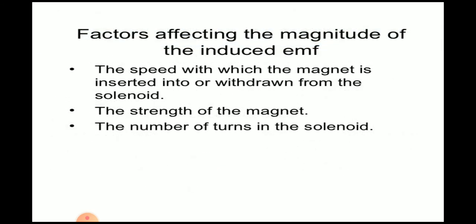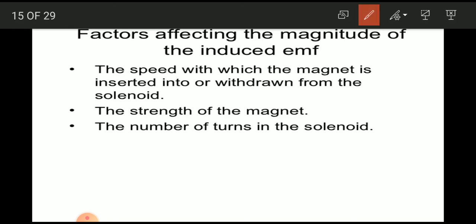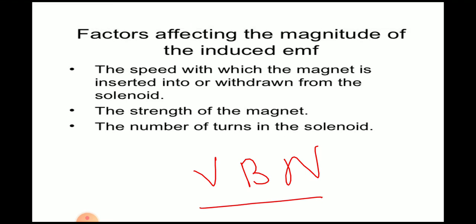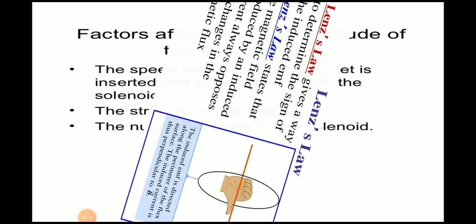Now you can see the factors affecting the magnitude of the induced EMF: the velocity, the strength of magnetic field, the number of turns. So I will write V, B, N. These affect it: the greater the velocity, the more the change of flux, the more the induced EMF. The stronger the magnetic field, the more the change of flux, the more the induced EMF. The more the number of turns, the more the change of flux, the more the induced EMF.